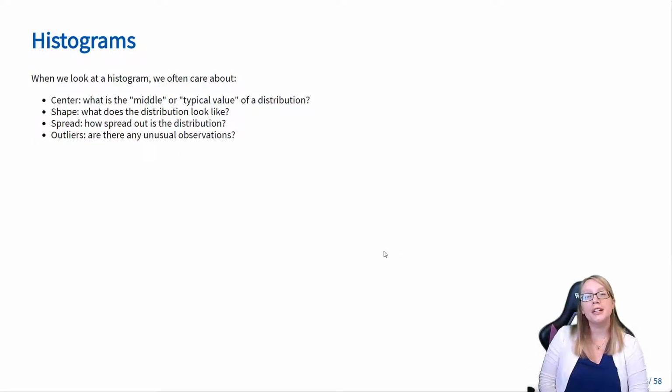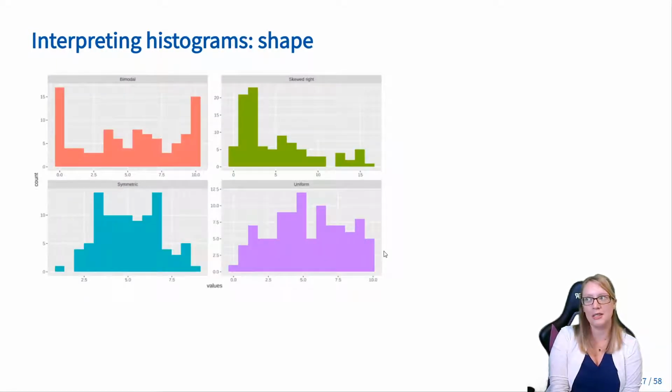Now, when we're looking at a histogram, here are the things that we might want to consider. We might care about the center: where's the typical observation? Where's the center of our histogram? We might look at the shape. Is it unimodal, does it have one peak? Does it have multiple peaks? Is it symmetric, etc.? We'll look at the spread, so how spread out are the observations, and then we'll also look for outliers or unusual observations.